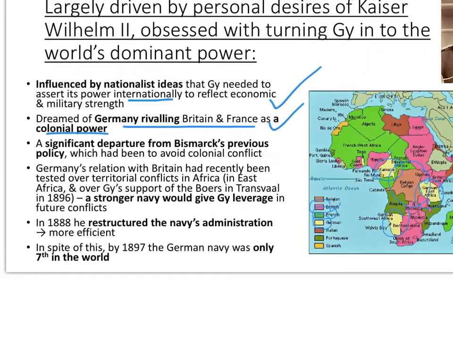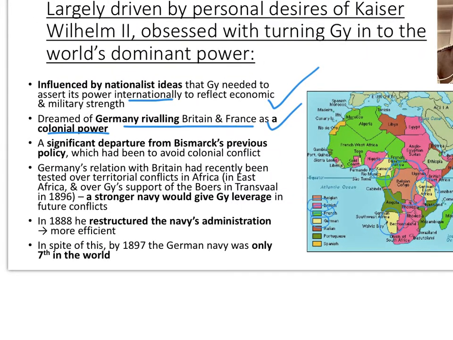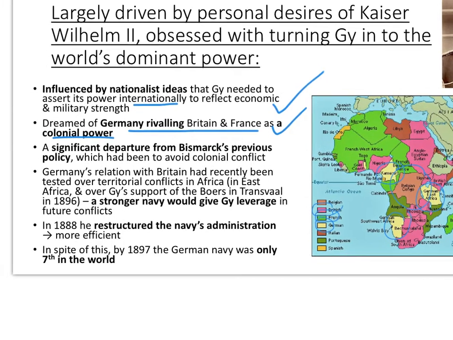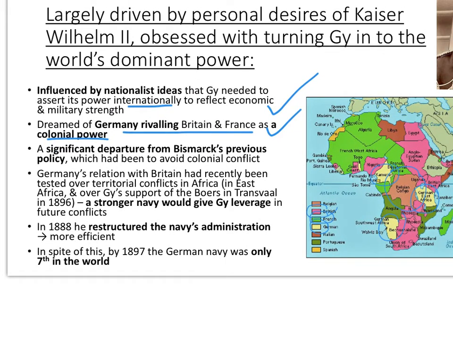Okay, so this was a significant break from everything Bismarck had believed. Okay, which is our next point. Bismarck had been very anxious to avoid colonial conflict. Germany's relations with Britain had recently been tested over conflicts in Africa. There had been conflicts in Africa between Britain and Germany.